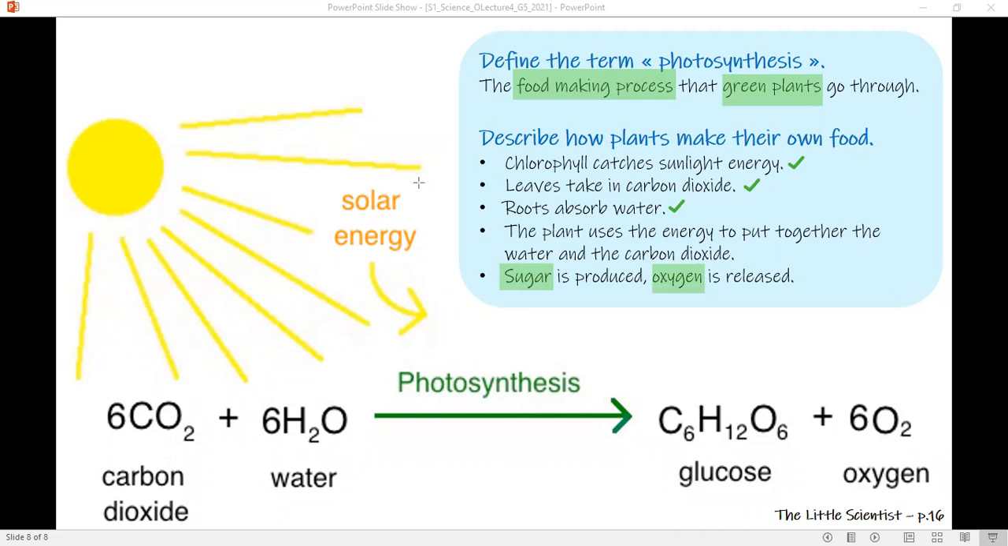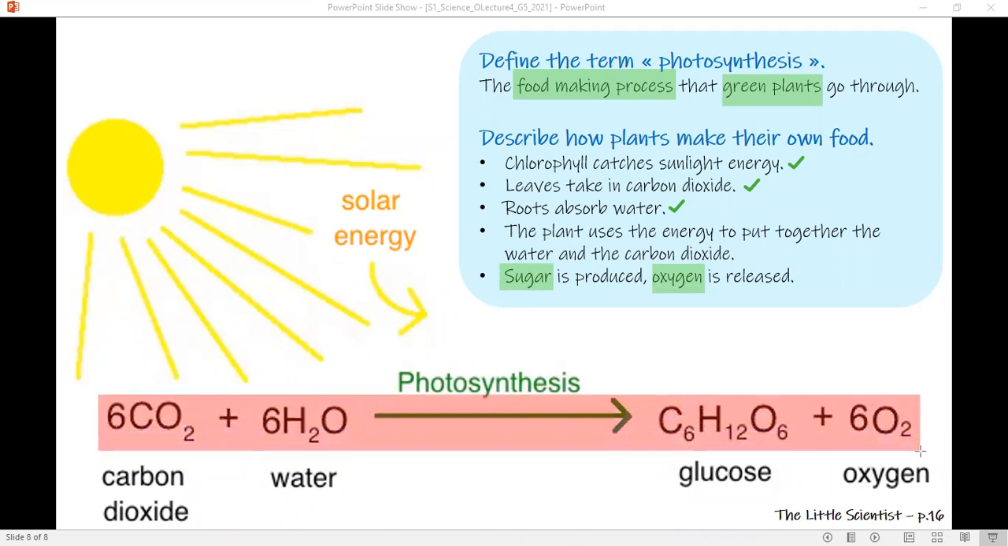The equation that you can see in here is the chemical equation of photosynthesis. Carbon dioxide plus water, which is H2O. So carbon dioxide is CO2 with a small 2. Water is H2O. Produced in the presence of sunlight energy. So let me add right here, sunlight energy.